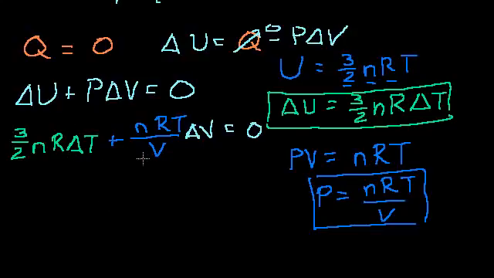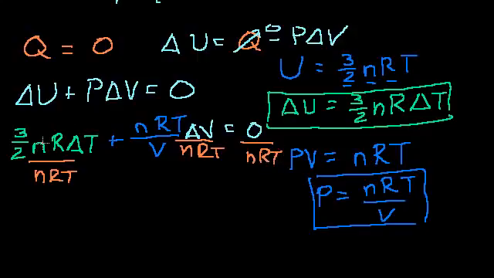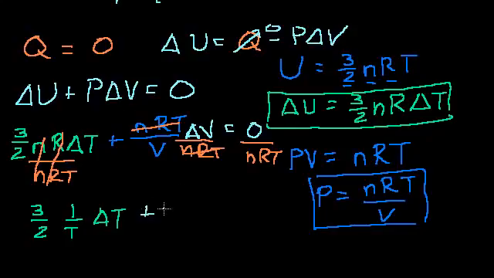So if we divide both sides by nRT, what do we get? We have to do it to both sides of this equation. Well, on this term, the n cancels out. The R cancels out. Over here, this nRT cancels out with this nRT. And what are we left with? We're left with 3 halves times 1 over T delta T plus 1 over V delta V is equal to, well, 0 divided by anything is equal to 0.